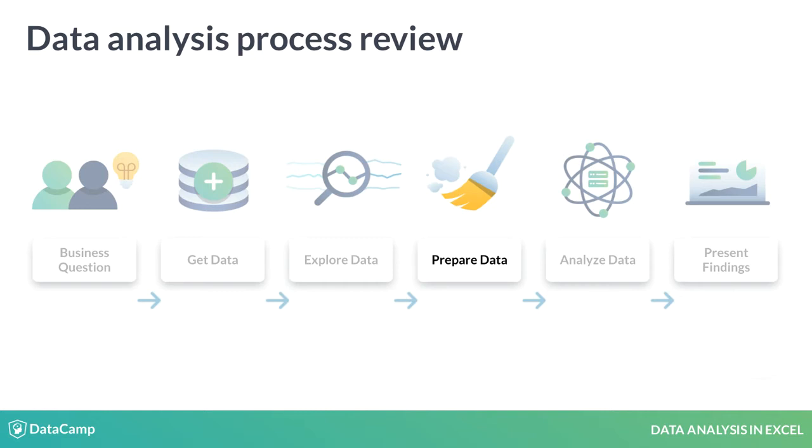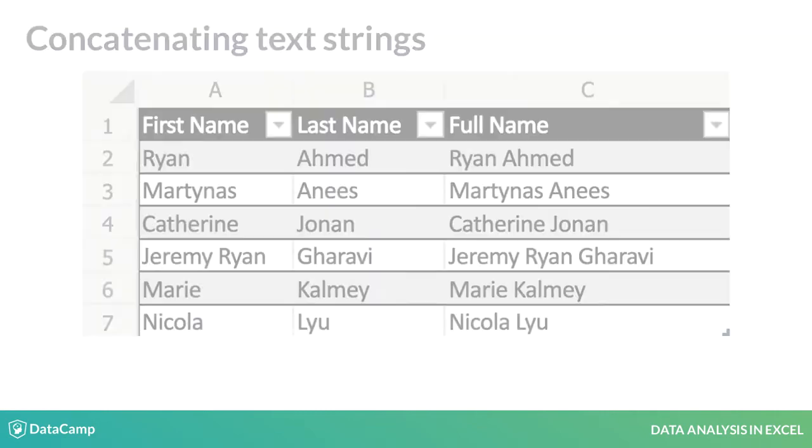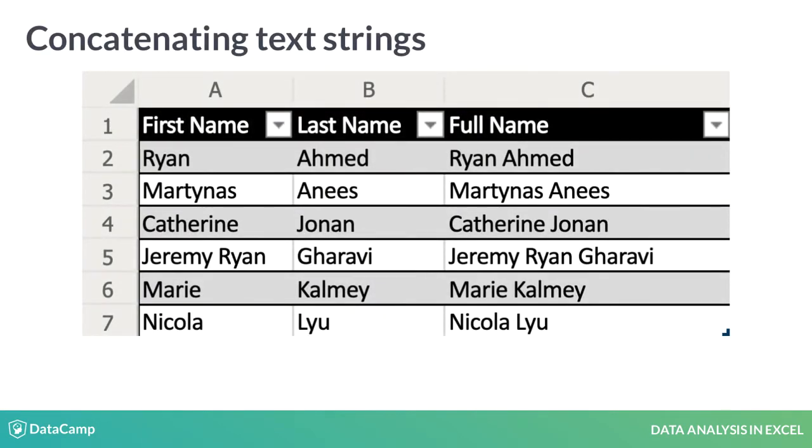We'll start with some text or string cleaning. One of the most popular operations performed on text fields is concatenating, which joins text strings together in a new cell. For example, it's common to have first names and last names in separate columns, but it can be useful to combine them. Concatenate can do that.